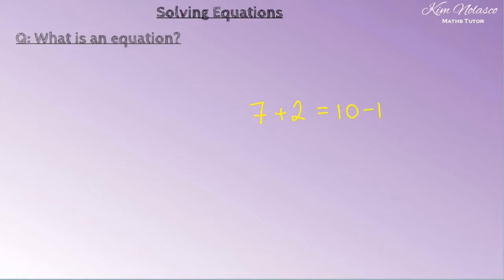Another equation could be something like 4x minus 7 is equal to 5. So what this is saying is we have a number, x, that we don't know. And when we multiply it by 4, then take away 7, our answer is going to be 5. So here we've got two things that are the same as each other. Okay, so it's a different way of writing the same thing.